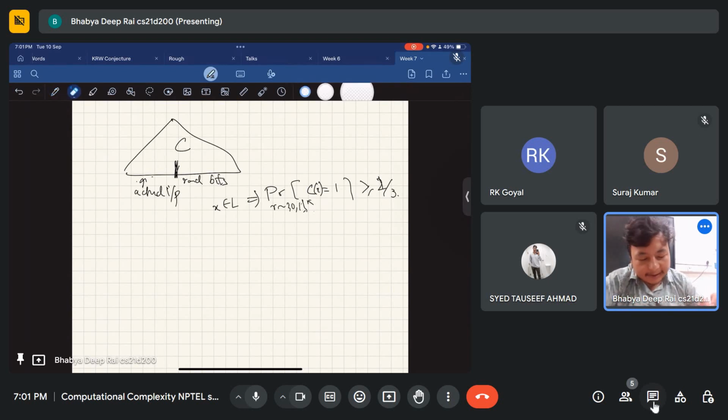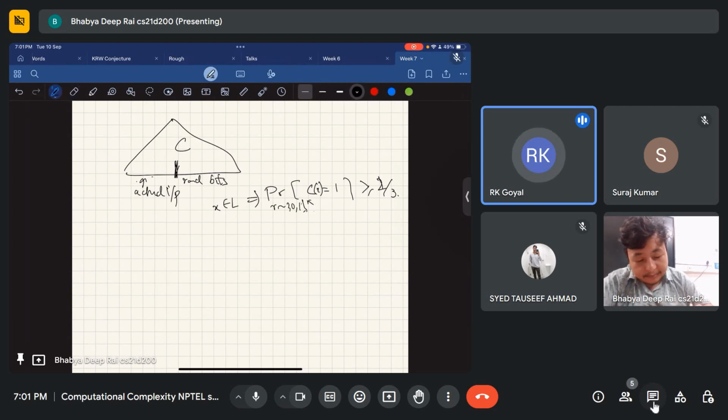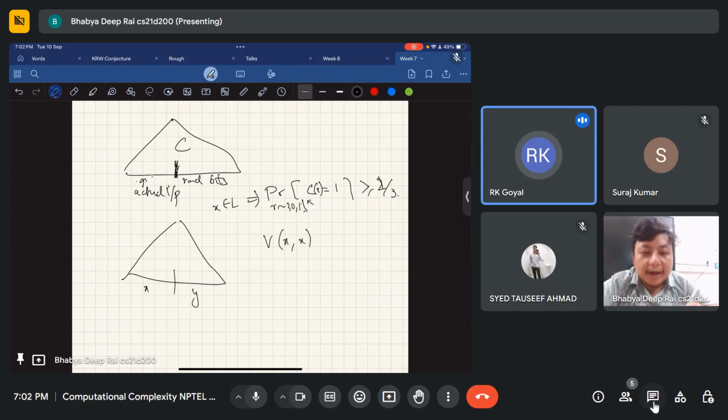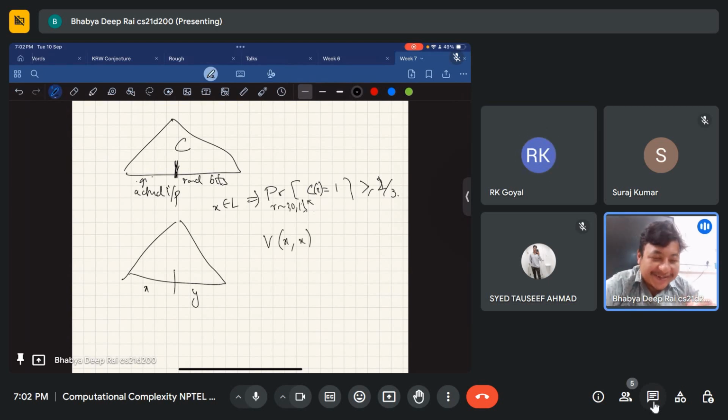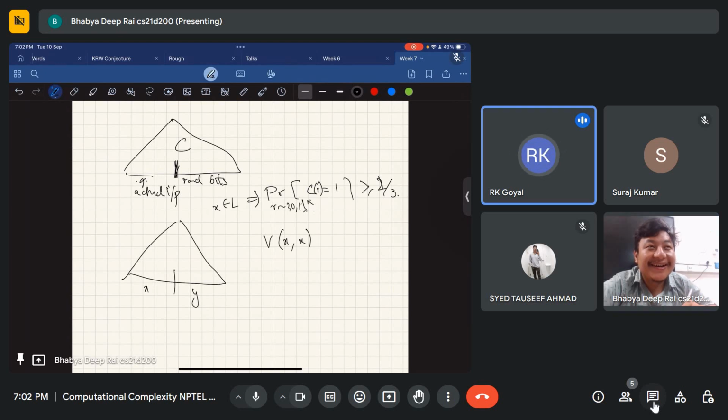My question was slightly different. For the verifier, the first argument x is the problem, and the second argument, which was y, is a certificate. So do we have a complexity class wherein V of x comma x, that is, the problem itself, acts as a certificate? Oh, okay. I thought you meant it in the circuit scenario. So x is its own certificate. Yes, x itself acts as a certificate.